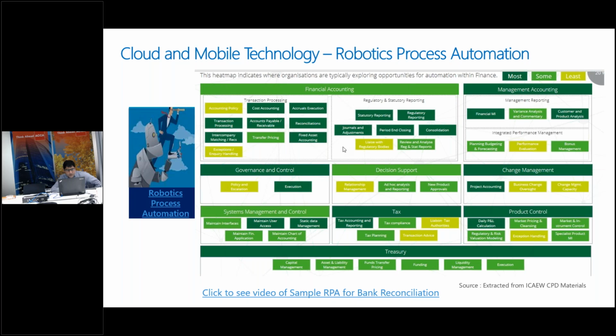For example, in your transaction processing, if you want to process a purchase order, and it's a straightforward purchase order, all the limits have been approved, it's a one-time purchase, you can just create a process automation for that.